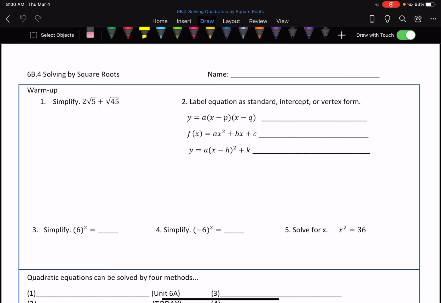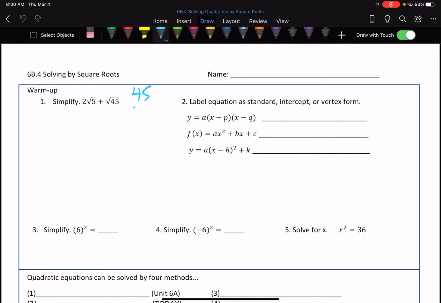So the first thing we're going to do is look at this warm-up. It says to simplify. So we're given 2 times the square root of 5 plus 4 plus the square root of 45. And 2 times the square root of 5, that is in its simplest form, but then we have the square root of 45.